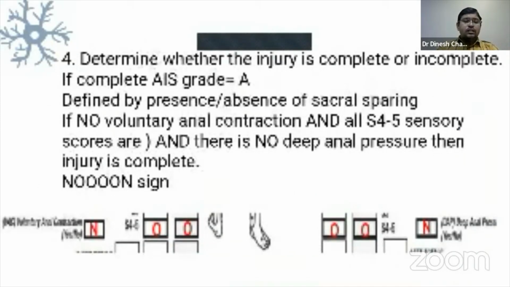So here you have to mention whether the level of injury is complete or incomplete. That is defined on the basis of your voluntary anal contraction, whether it is normal, or deep anal pressure, which is normal, and sensation preserved at the S4 and S5 level. So that is defined by the presence or absence of sacral sparing. If there is no voluntary anal contraction, and the S4 and S5 sensory score shows no deep anal pressure, then you have to write that the injury is complete. If there is no sacral sparing of sensation, then it is called a complete level of injury.